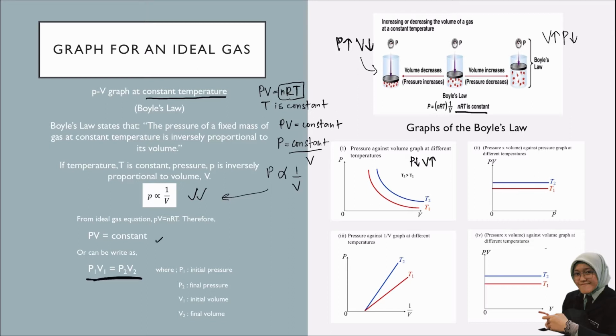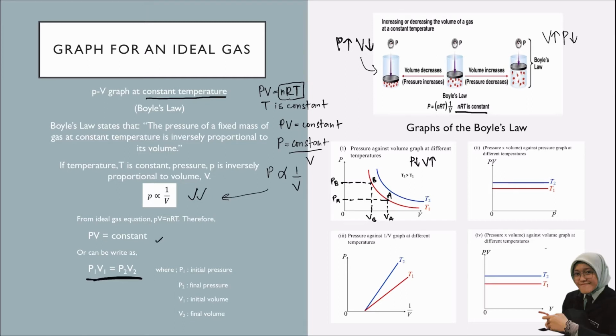So now we want to know whether that is true. So we make a point here, point A, point B. We draw a line here. So let's say that this is VA and this is VB. Then this is PA and this is PB.